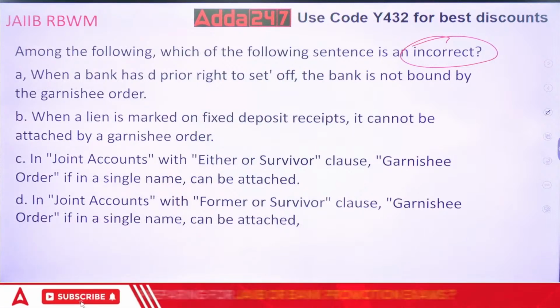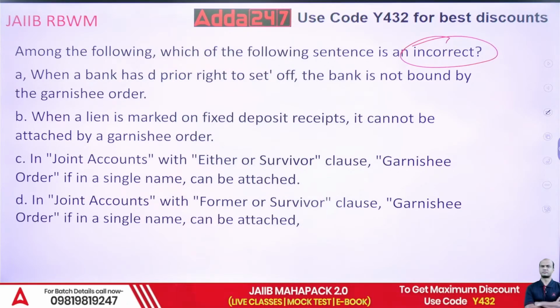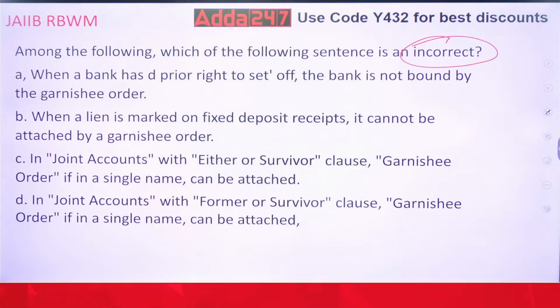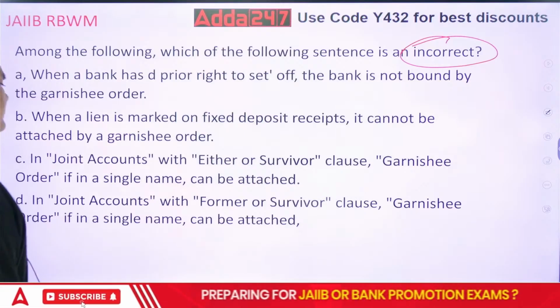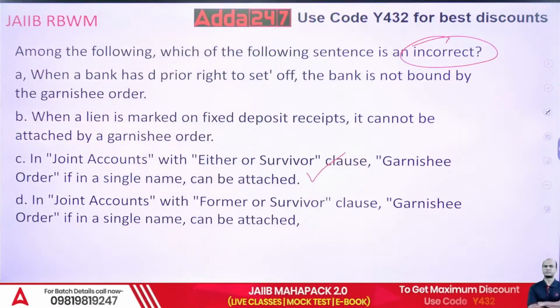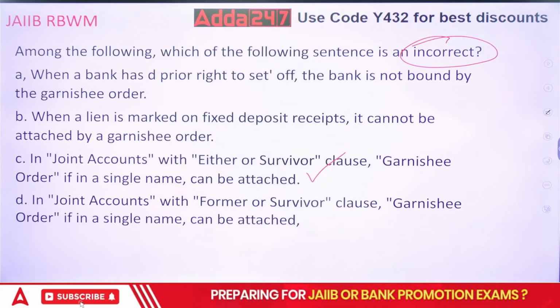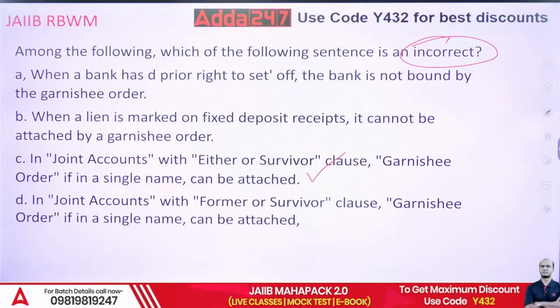What do you think? It should be the incorrect one. You don't want the correct one; you want the incorrect one. So the answer is C. Okay? It can be attached is wrong. It cannot be attached. In joint accounts with E or S clause, a garnishee order, if in a single name, cannot be attached.